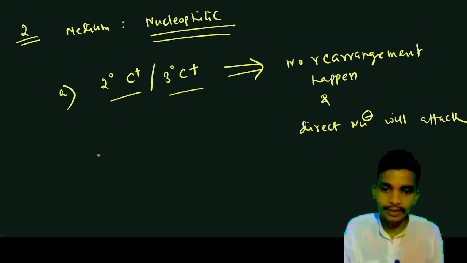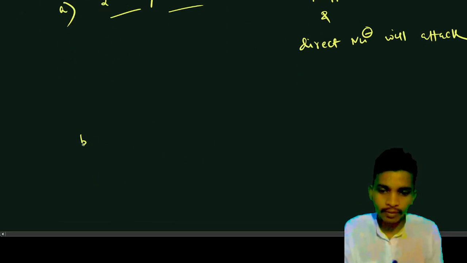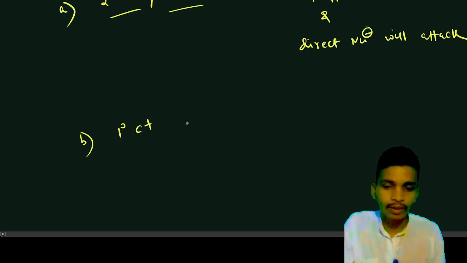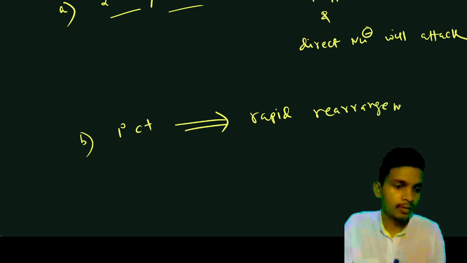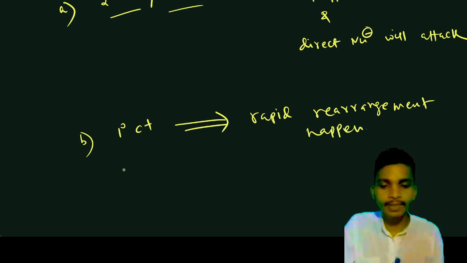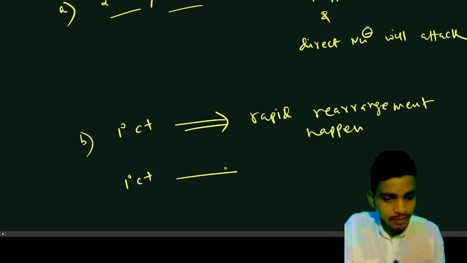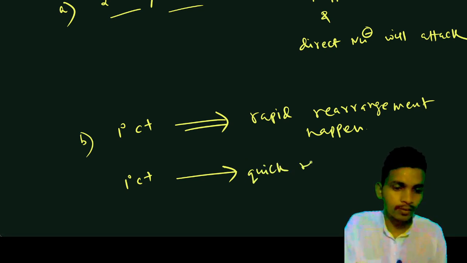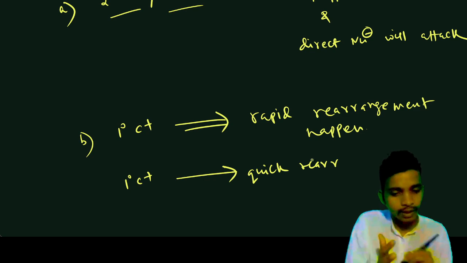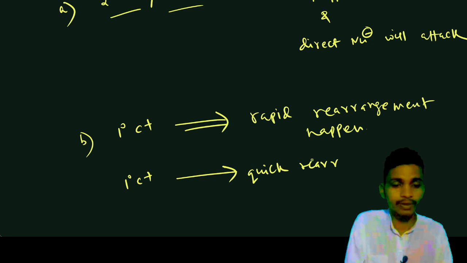But if it is a 1-degree carbocation, then rapid rearrangement will happen. Rapid rearrangement. What do we mean by rapid rearrangement? If it is a 1-degree carbocation, then a quick rearrangement will happen. Okay, quick rearrangement means it will not do the rearrangement so as to get the maximum stabilization. No, that will not happen. A quick rearrangement will happen.